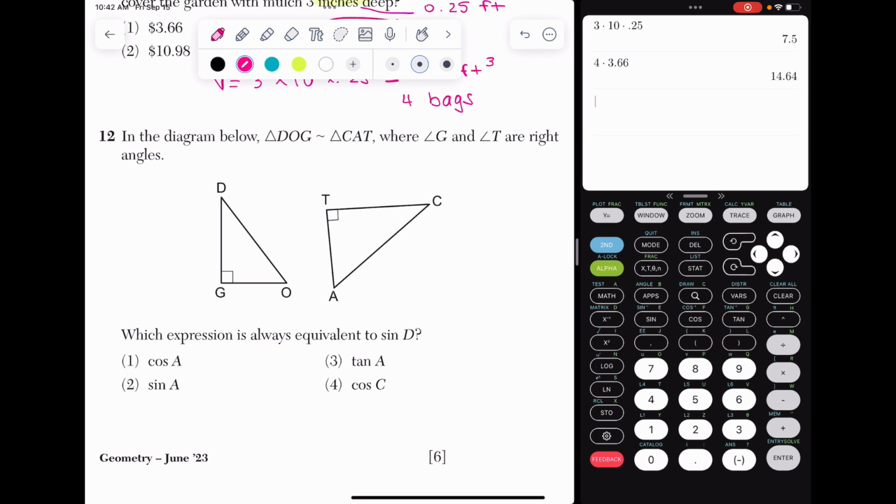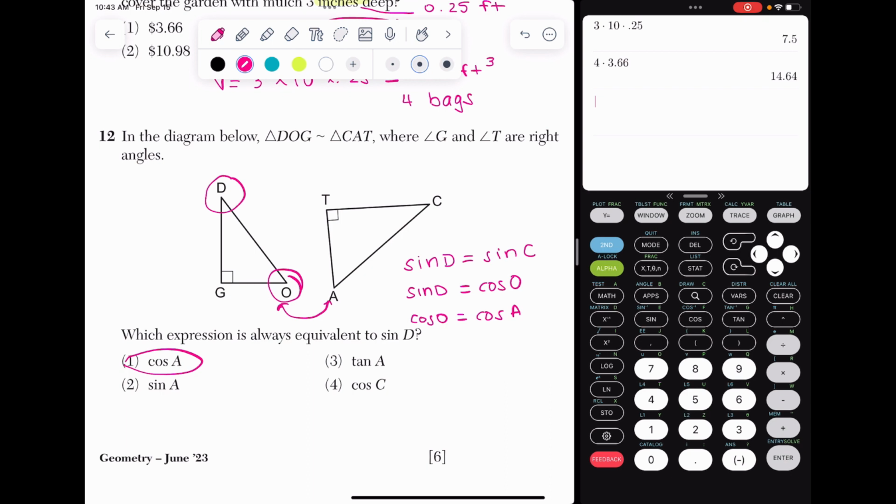So I want to note here that the sine of D has to be equal to the sine of C because those are two corresponding angles. The sine of D is also equal to the cosine of O. That's because angle D and angle O are two complementary angles in a right triangle. That means the sine of one is equal to the cosine of the other. So now we have to think, is cosine of O equal to anything else? Yep, it's equal to the cosine of A because O and A are two corresponding angles, and that's going to make our answer choice 1.